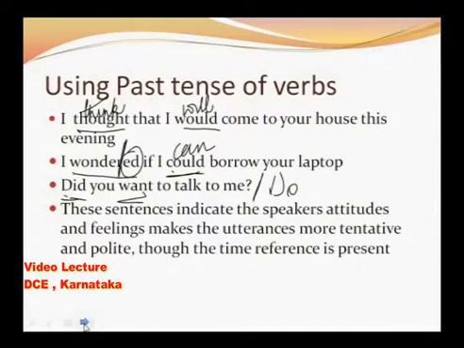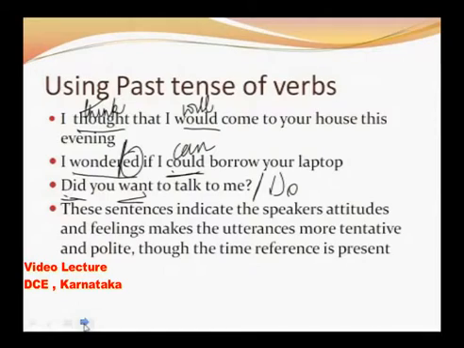And while talking, what is the reference time? At what time are we speaking? The reference time is present here. Even though I thought is said in the past, the reference time is what? The reference time is present.